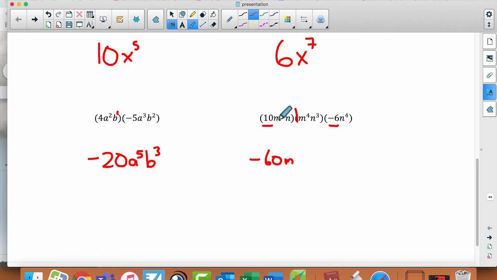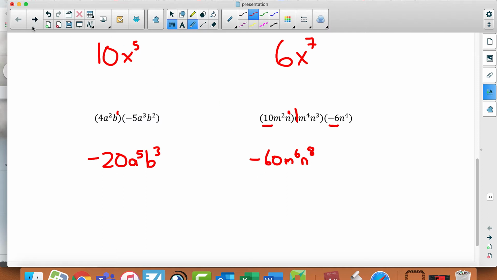So m squared times m to the 4th, if we add those exponents, we get m to the 6th. Now let's look at your n's. I have a 1 here, I have a 3 here, and a 4 there. Keep the base the same, I already wrote it down, and add the exponents. 1 plus 3 is 4, plus another 4 is 8. And that is how you multiply monomials together.